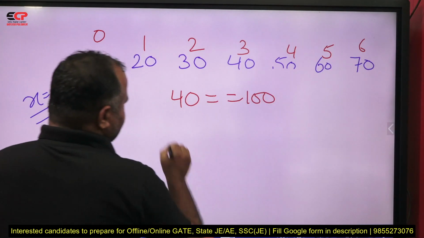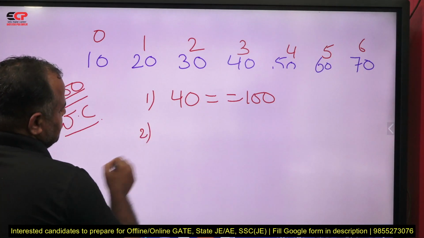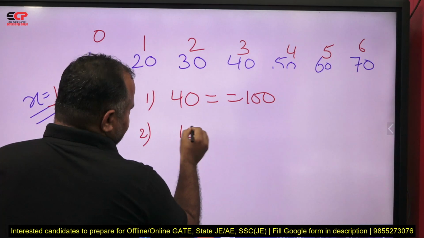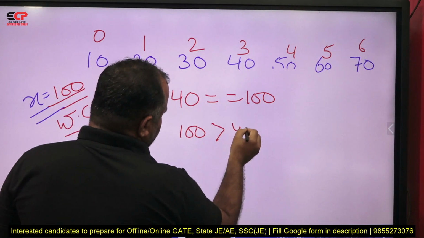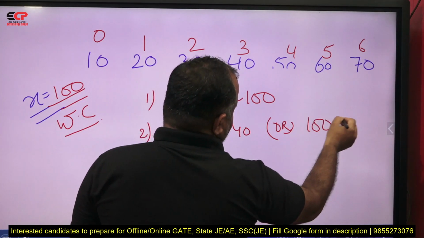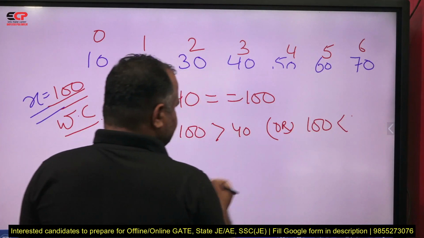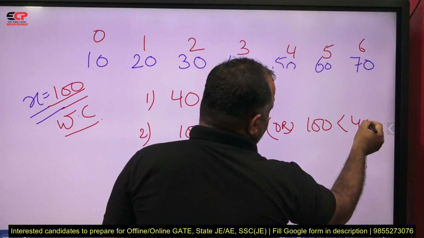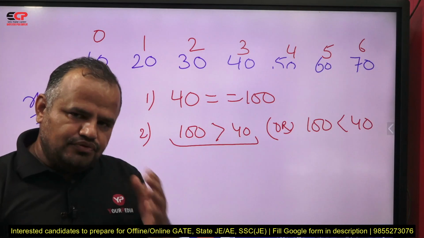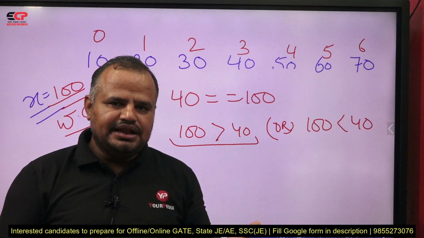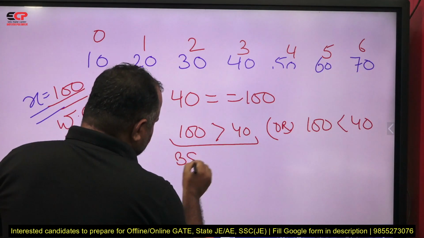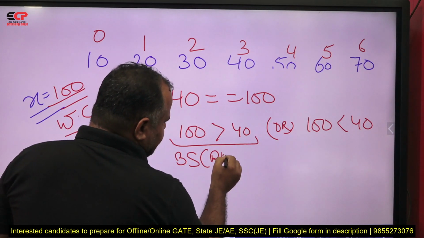No. That is the first thing. Second, do one more comparison: is 100 greater than 40 or is 100 less than 40? If 100 is greater than 40, it means the element which you want to search is greater than the middle element. Then you have to apply your binary search on the right hand side subarray.